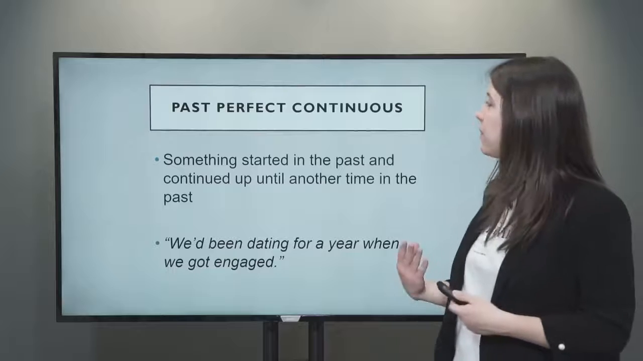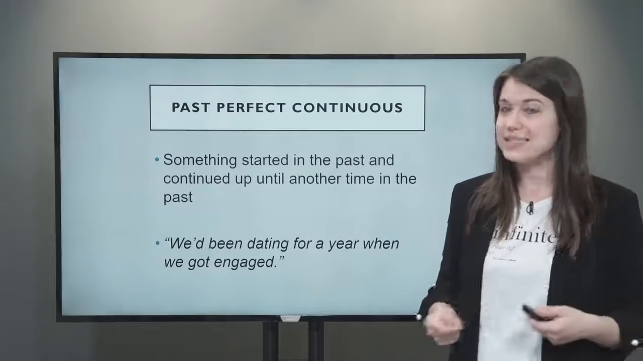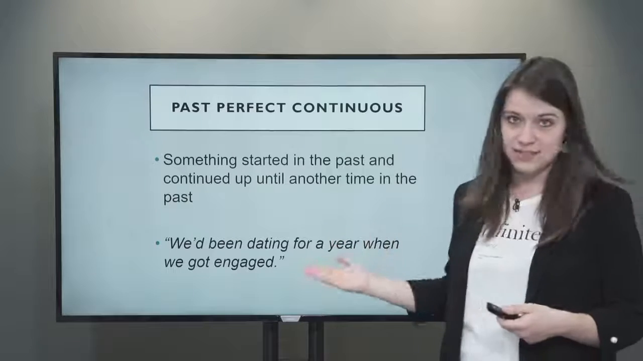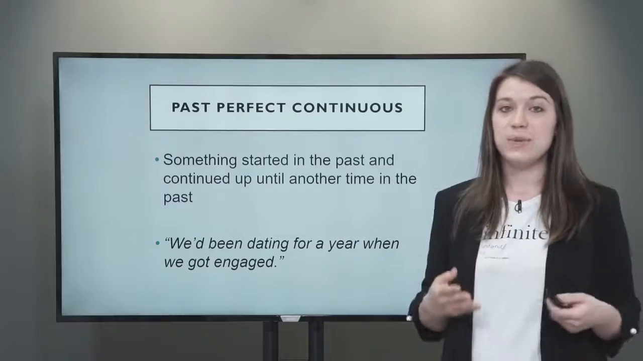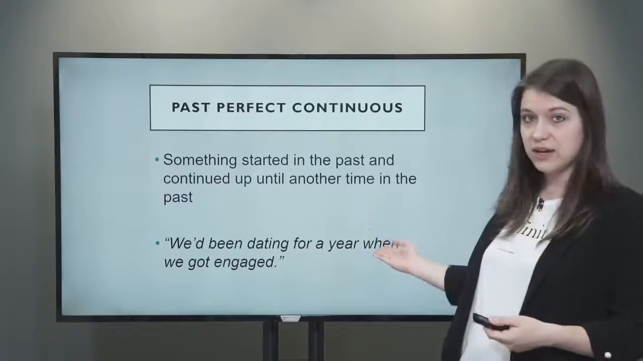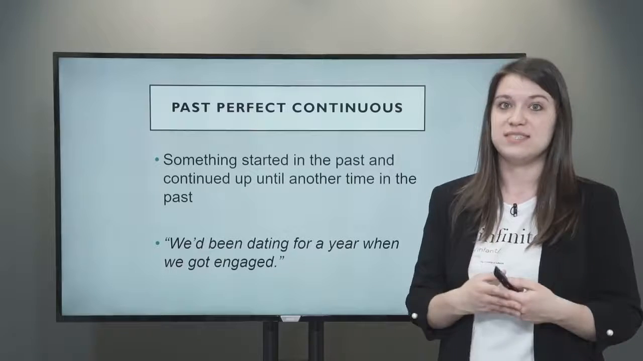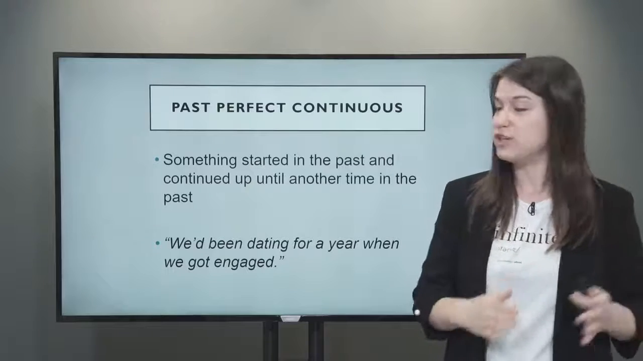Okay, so the past perfect continuous, the verb that is continuing in the past is to date. Okay, so we had been dating means that it was ongoing. In this case, for a year. When we got engaged is the past simple, so this is the action that comes after.